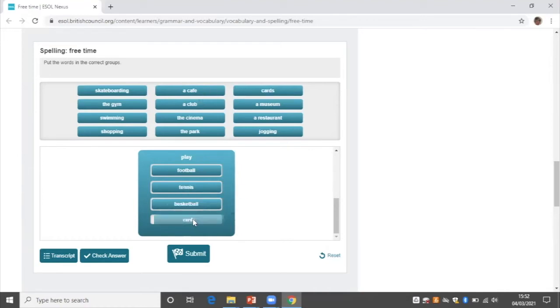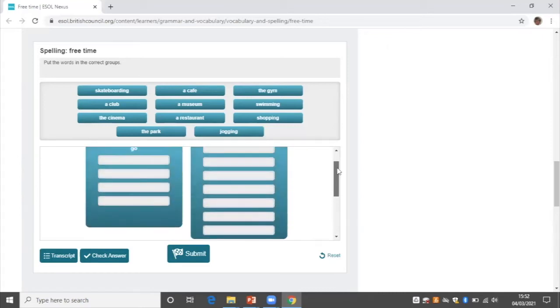So cards is a hobby. Cards isn't necessarily a sporting event, but it's a game, isn't it? So all these things here, all these activities, they might be part of your hobbies. We have to play these things. If you were talking about them, you'd say, I enjoy playing cards. I enjoy playing basketball. I enjoy playing tennis in my spare time. Or one of my hobbies is playing tennis. So these are hobbies that we'd play.